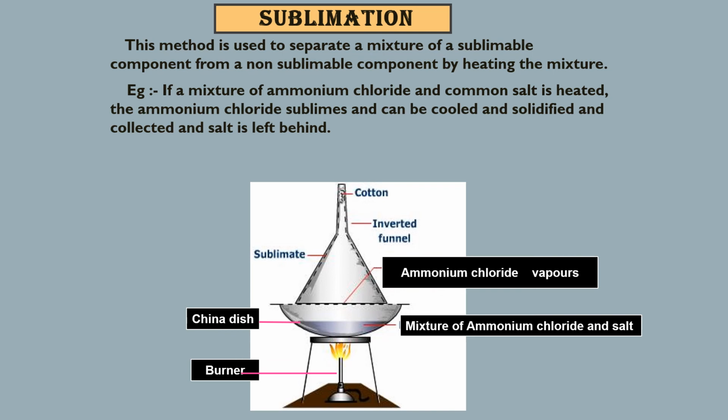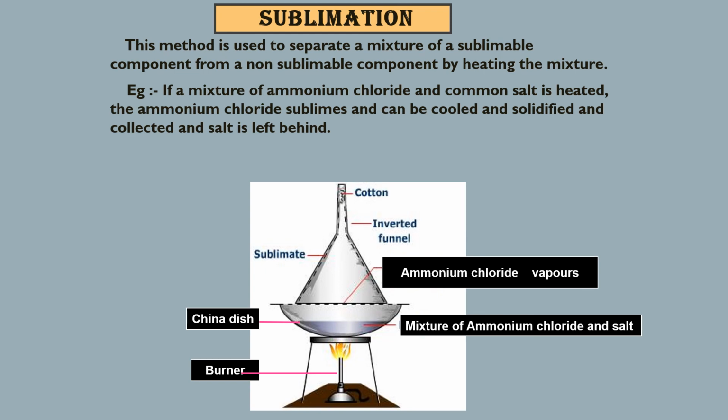So what we have here is a setup used for sublimation of ammonium chloride. We have a china dish in which we place the mixture of ammonium chloride and salt. There is an inverted glass funnel. The nozzle of the glass funnel is completely plugged with cotton, and the mixture is heated from the bottom. When the mixture is heated, ammonium chloride converts into vapors of ammonium chloride, which go up and cool down, and it deposits on the inside of the glass funnel.